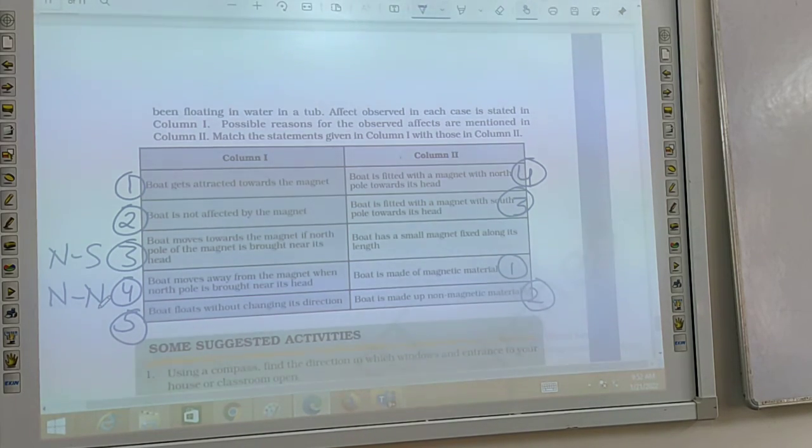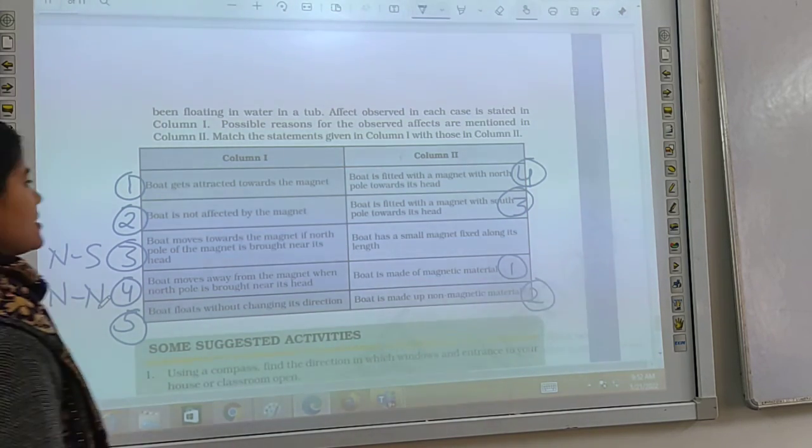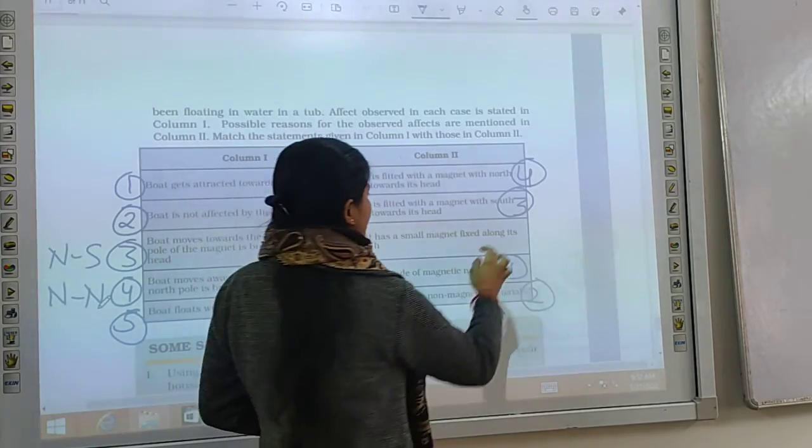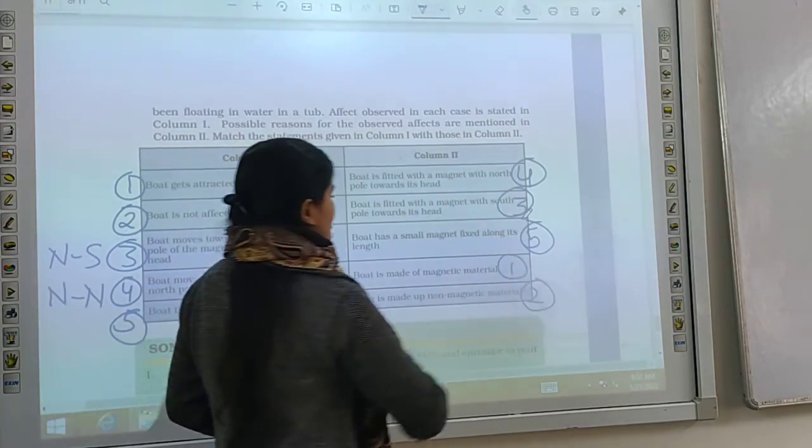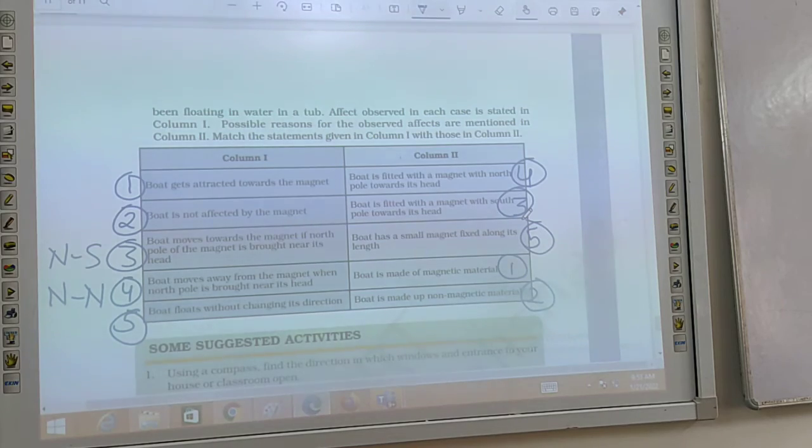Now fifth one, boat floats without changing its direction. So it means that the boat has a small magnet fixed along its length. It has a small magnet, that's why it floats without changing its direction. Okay, so we have completed the exercise question of this chapter. So complete your copy, and do your work in neat and clean handwriting.